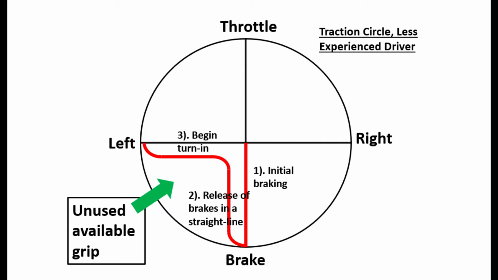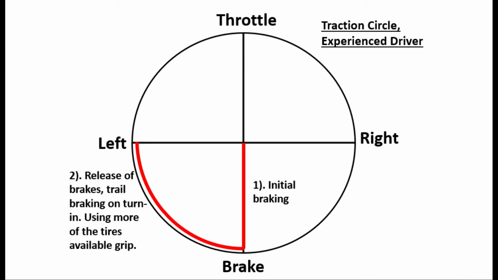But as a result, this driver is leaving a lot of unused available grip on the table that he or she could have used to enter the corner at a higher rate of speed. Conversely, here's a more experienced driver who was able to use more of the tire's available grip on corner entry. They initially brake in a straight line, then as they initially come off the brakes, releasing lateral grip on the tires, they're able to begin turn-in and trail brake through the rest of the corner, using more of the tire's available grip, entering this corner at a higher rate of speed. This is an idealized plot, but this is the goal.